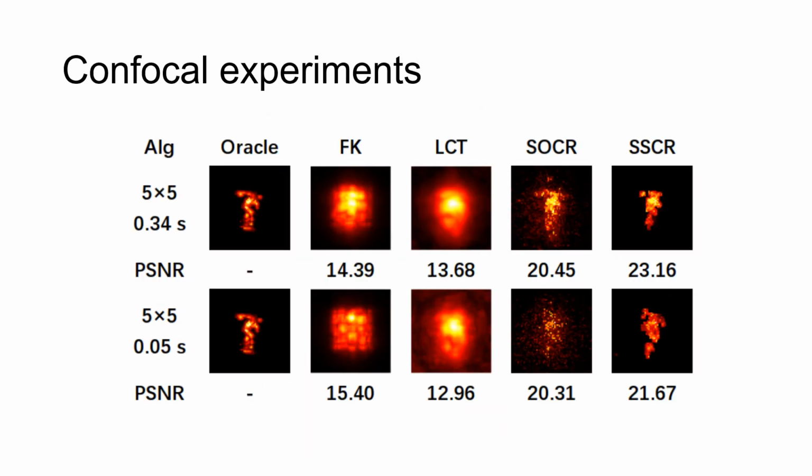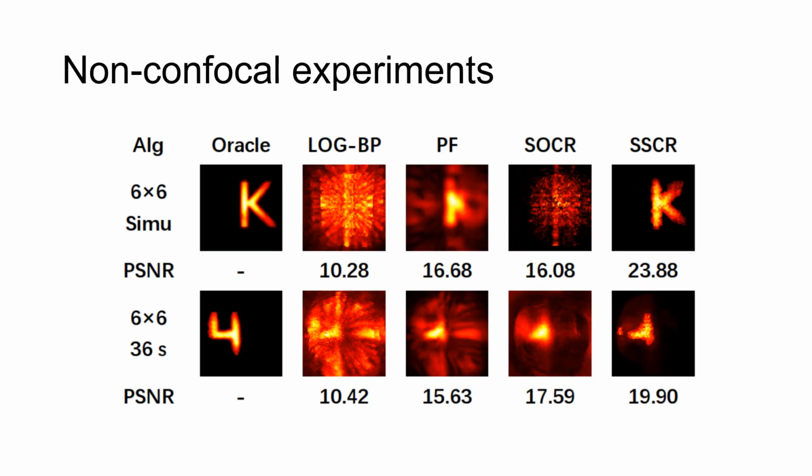For experiments with real-world measured datasets, we use the confocal signals for the instance of the statue from the Stanford dataset. A subset of 5 by 5 signals is subsampled for the reconstruction. The oracle is generated with the SOCR algorithm with 64 by 64 signals. The SSCR algorithm provides the best reconstruction results in terms of both visual quality and albedo PSNR.